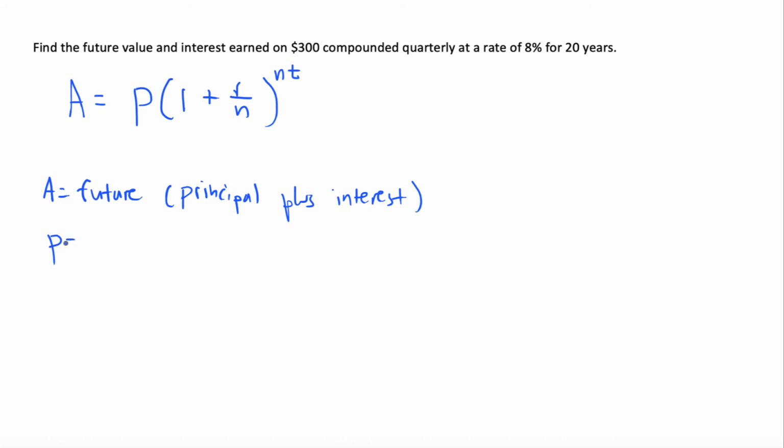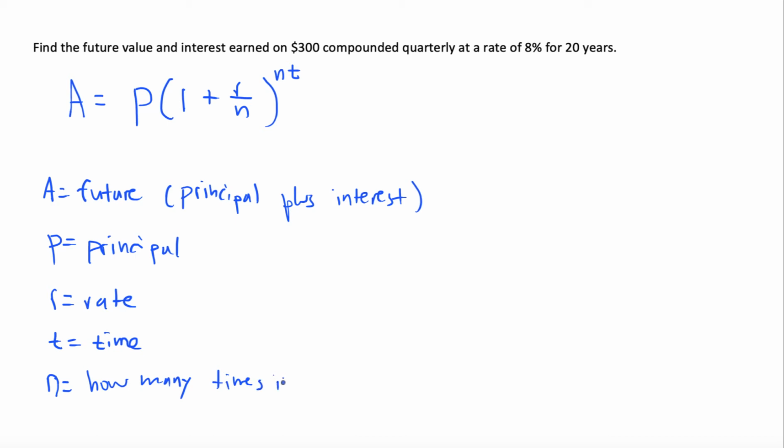So the P is, of course, the principal. That's how much is being invested. r is the interest rate, and t is the time. You should be familiar with these. But what does n represent? Remember, compound interest is called compound interest because we're not just calculating the interest once. It's how many times interest is calculated per year.